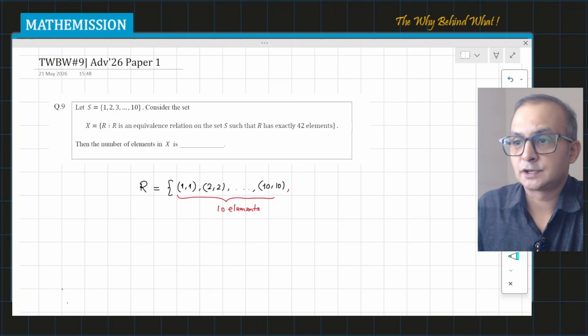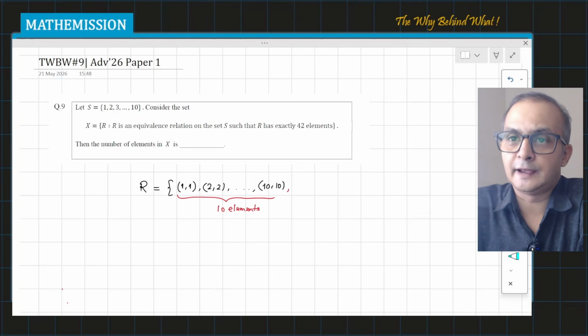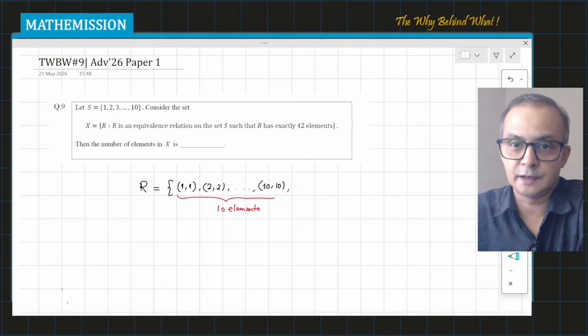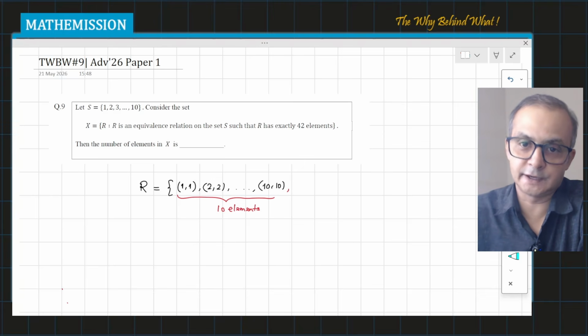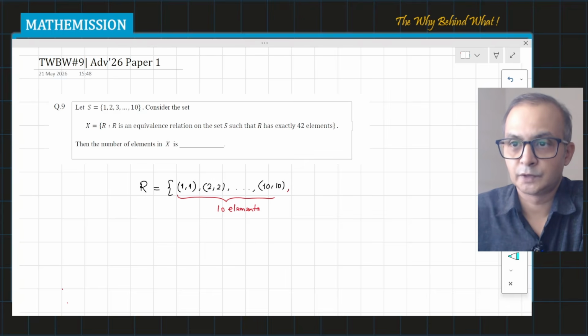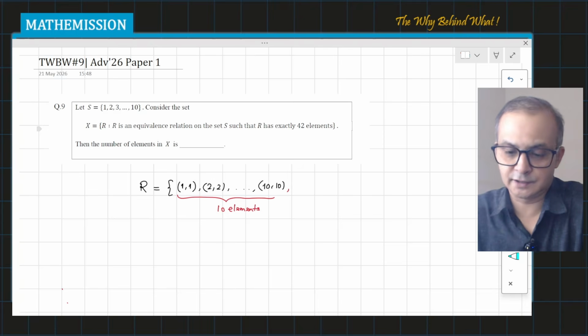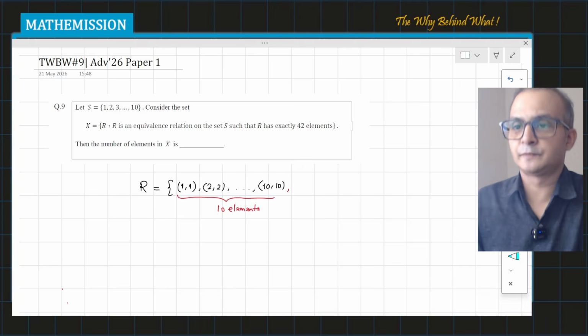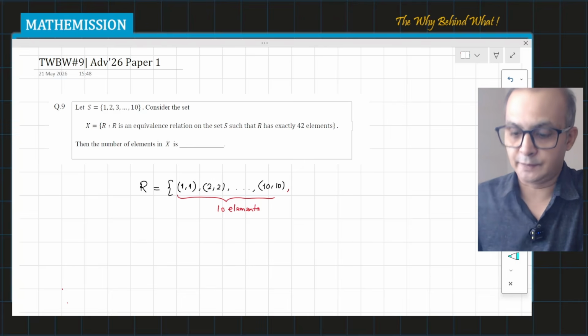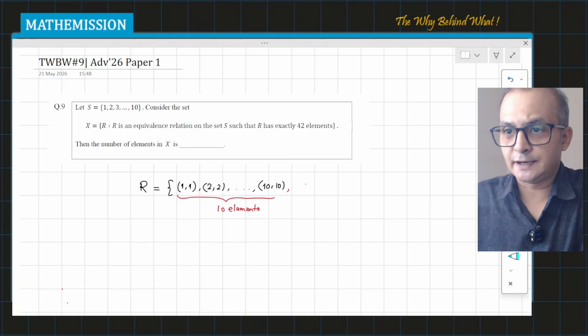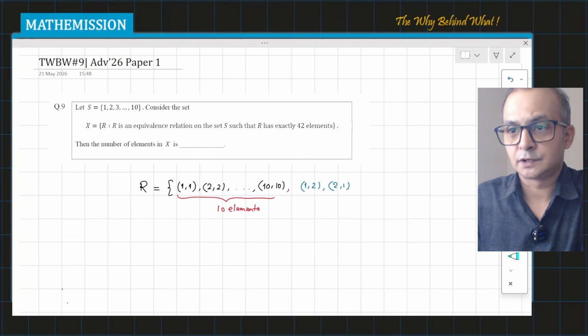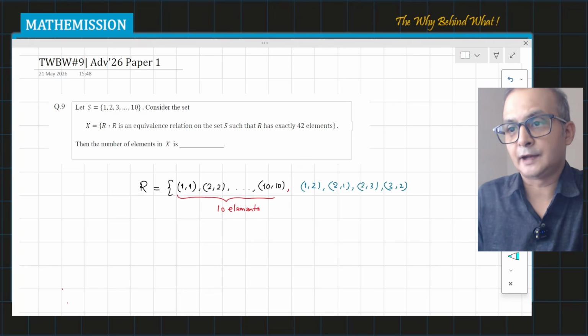Now to construct symmetry, I have to have the image of each pair, like (1,2). For that I must have (2,1), and so on. And in total I need 42 elements. So let's try to construct a symmetric relation and think how we can construct it. Suppose I took (1,2); for that I need (2,1). Suppose someone took (2,3); I need (3,2) as well, and so on.